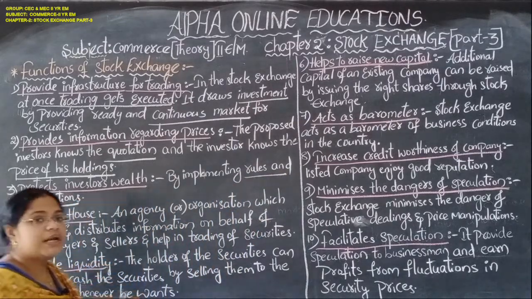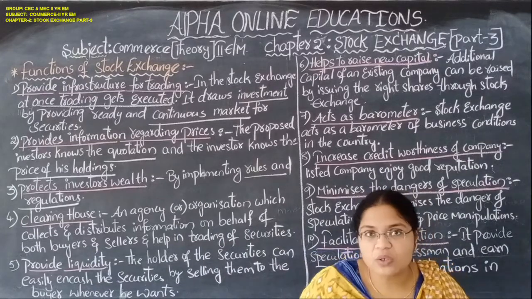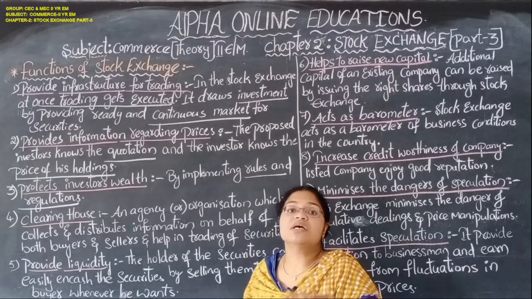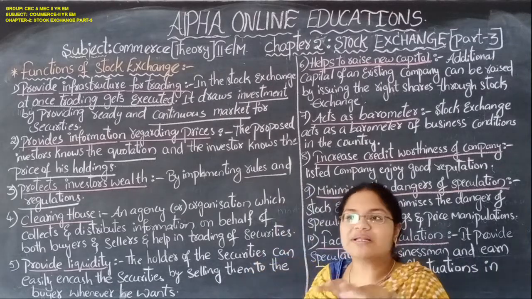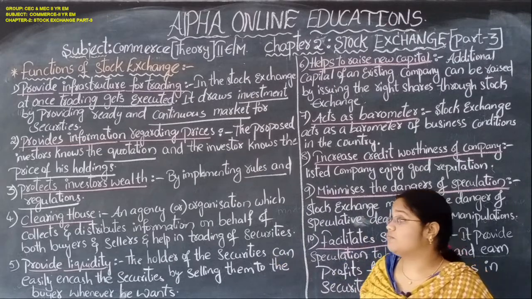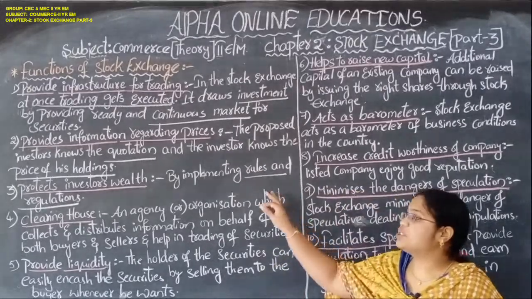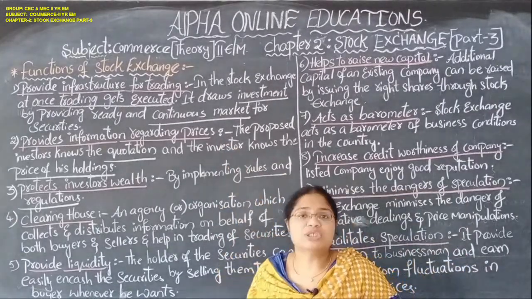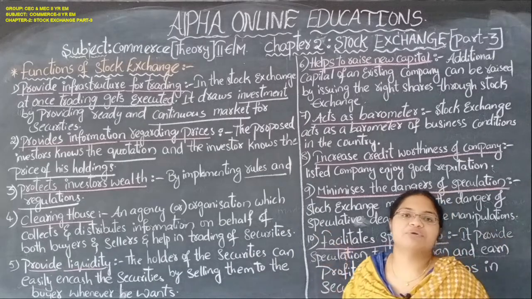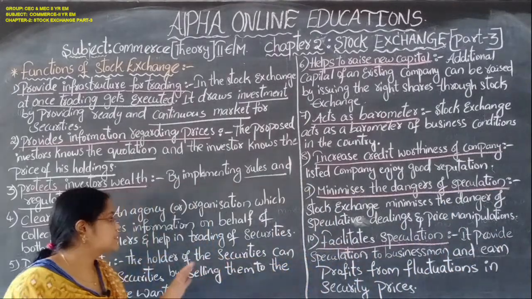There are certain rules and regulations. The companies have to follow those rules, the investors have to follow those rules, and the participants in the stock exchange also have to follow the rules and regulations levied by the stock exchange. That is fundamental. Everyone has to follow. There is no excuse for anyone.